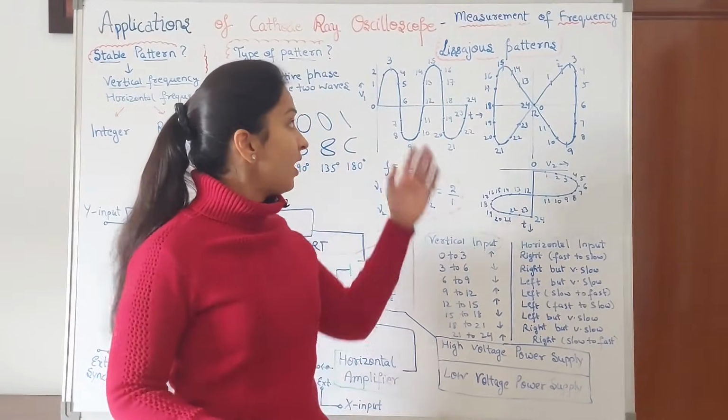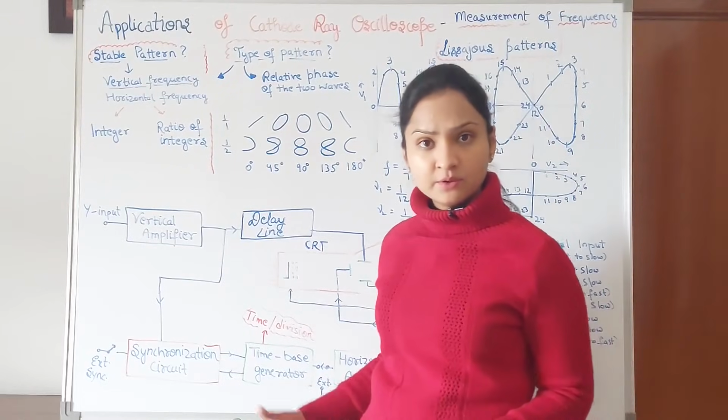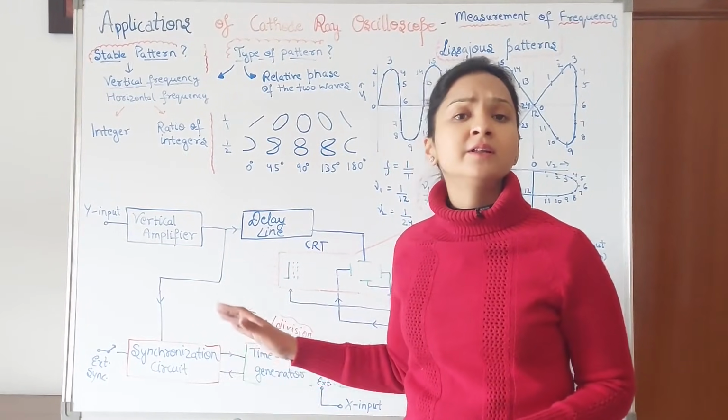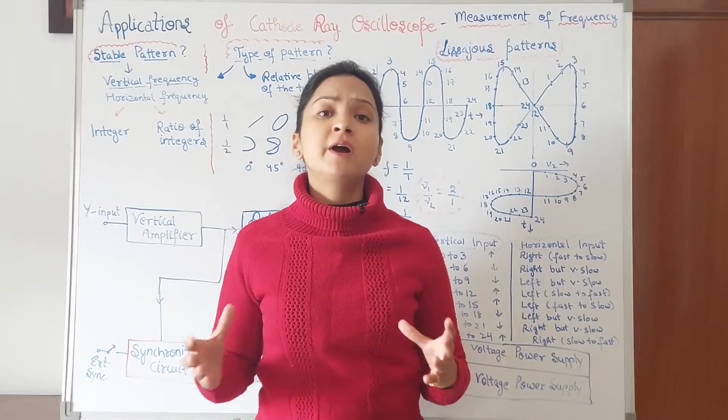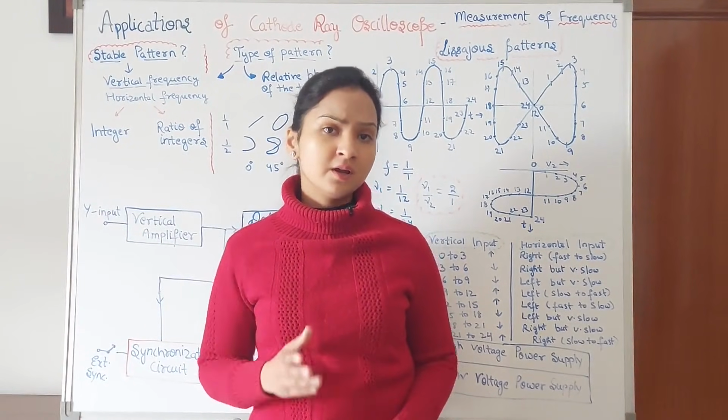So in order to know how these Lissajous patterns are formed, we need to start from the block diagram of the CRO, which is made over here, and we have already discussed this in our previous videos. You can find the links of the complete CRO video series in the description box below. Here is a brief recap.